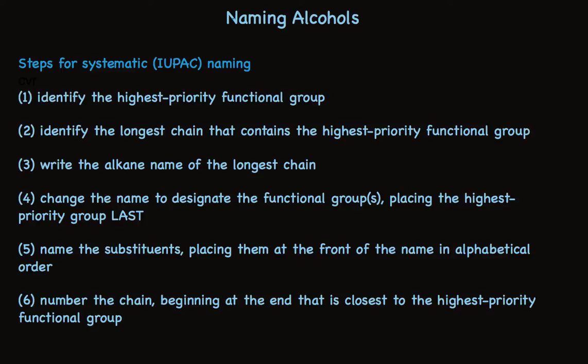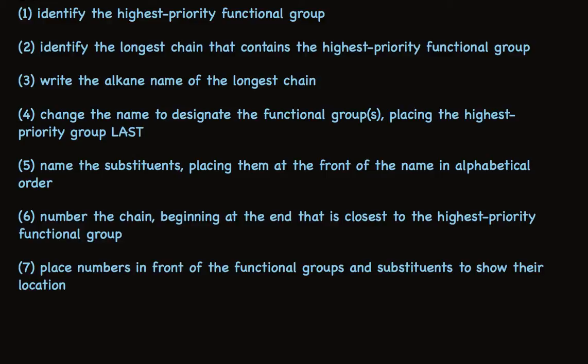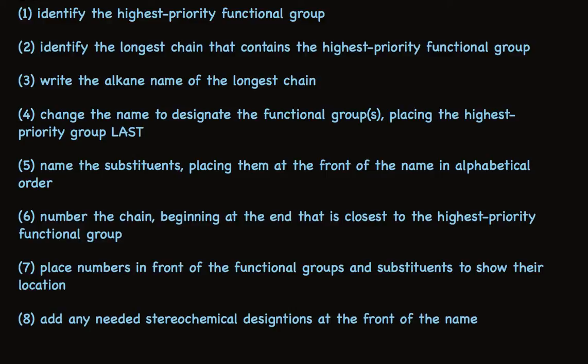You have to say where those substituents are, so you number the chain, beginning from the end that's closest to the highest priority functional group. You'll use the numbers for the substituents in the name, placing a number in front of each substituent to show exactly where it is in the molecule. And then finally, you'll add way out in front of everything else any needed stereochemical designators like R or S or E or Z. This set of rules will let you name any compound that you see.